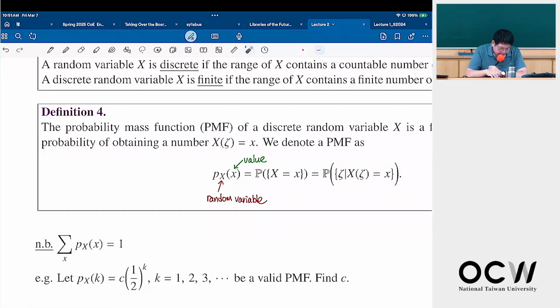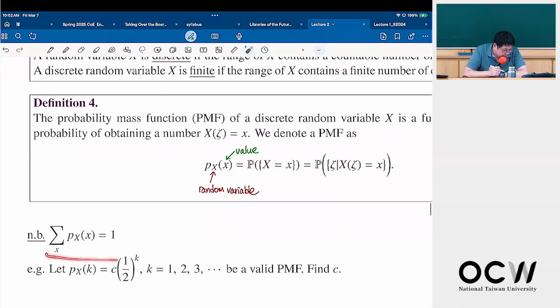So here's the note. If you sum your probability mass function over all possible outcomes, the total will be 1. Which is reasonable, right? If I flip the coin, and the probability of getting head is 30%, then the probability of getting tail will be 70%. So when you add these two together, you'll get 100%.